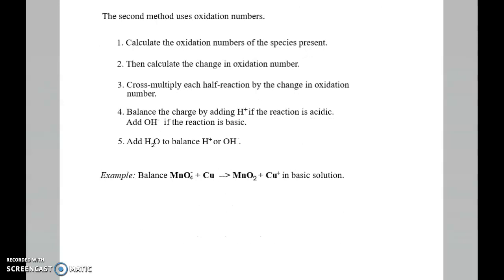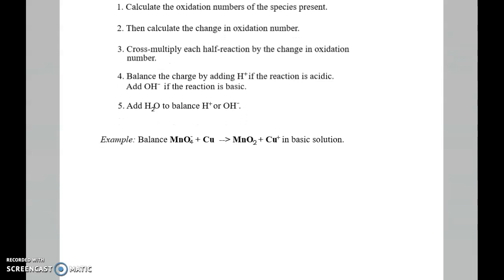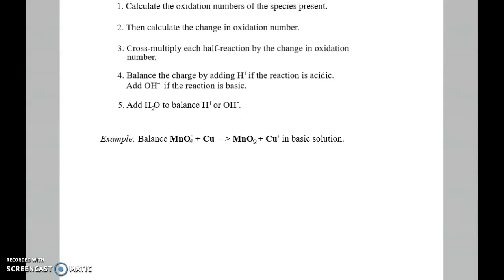So the second method for balancing redox reactions uses oxidation numbers. You first calculate the oxidation numbers of the species present. Then you calculate the change in oxidation number. Then after you've calculated that, you cross-multiply each half reaction by the change in oxidation number. Then you must balance the charge by adding hydrogen ions if the reaction is acidic, and if it's basic, you add OH instead. Once that has been done, you can add H2O molecules to balance out either the hydrogen atoms or the OH atoms.